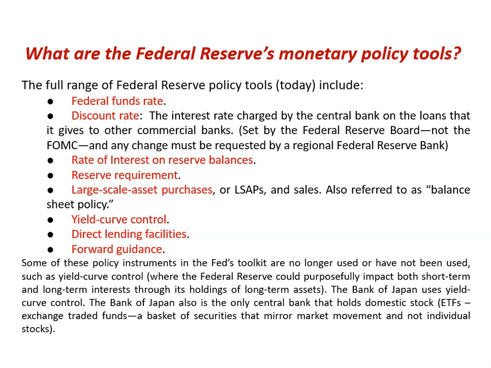What are the Federal Reserve's full range of monetary policy tools? The full range of Federal Reserve policy tools today include the federal funds rate, which was just mentioned, the discount rate, the interest rate charged by the central bank on the loans that it gives to other commercial banks. It is set by the Federal Reserve Board, not the FOMC, and any change must be requested by a regional Federal Reserve Bank. The rate of interest on reserve balances.